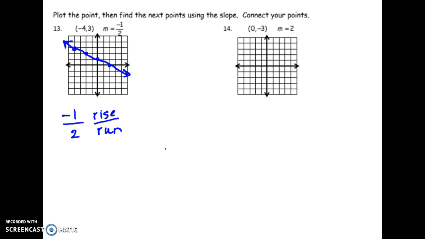All right, number 14, 0, negative 3. So there's my starting point. My slope is 2, so I want to write this as 2 over 1, where I have my rise over my run. So I'm going to rise 2 and then run 1. Rise 2, go over 1. Rise 2, go over 1. So there I have my line.